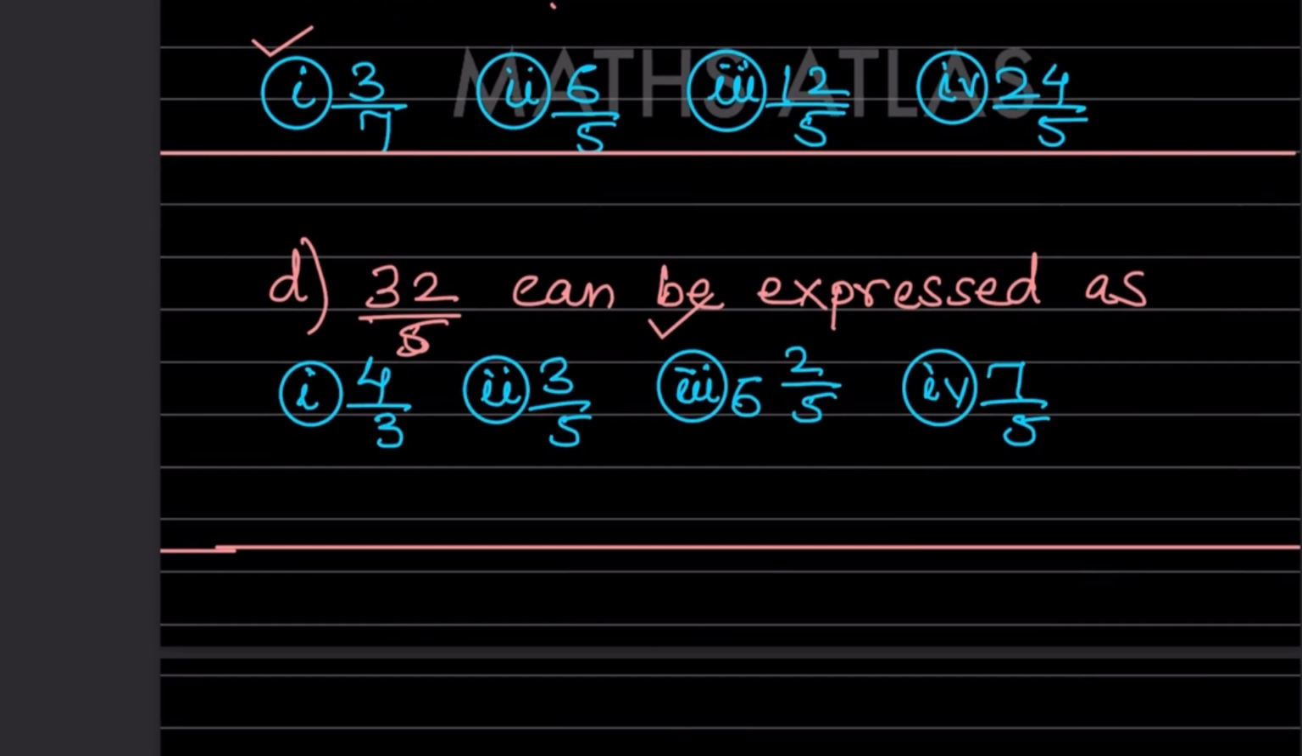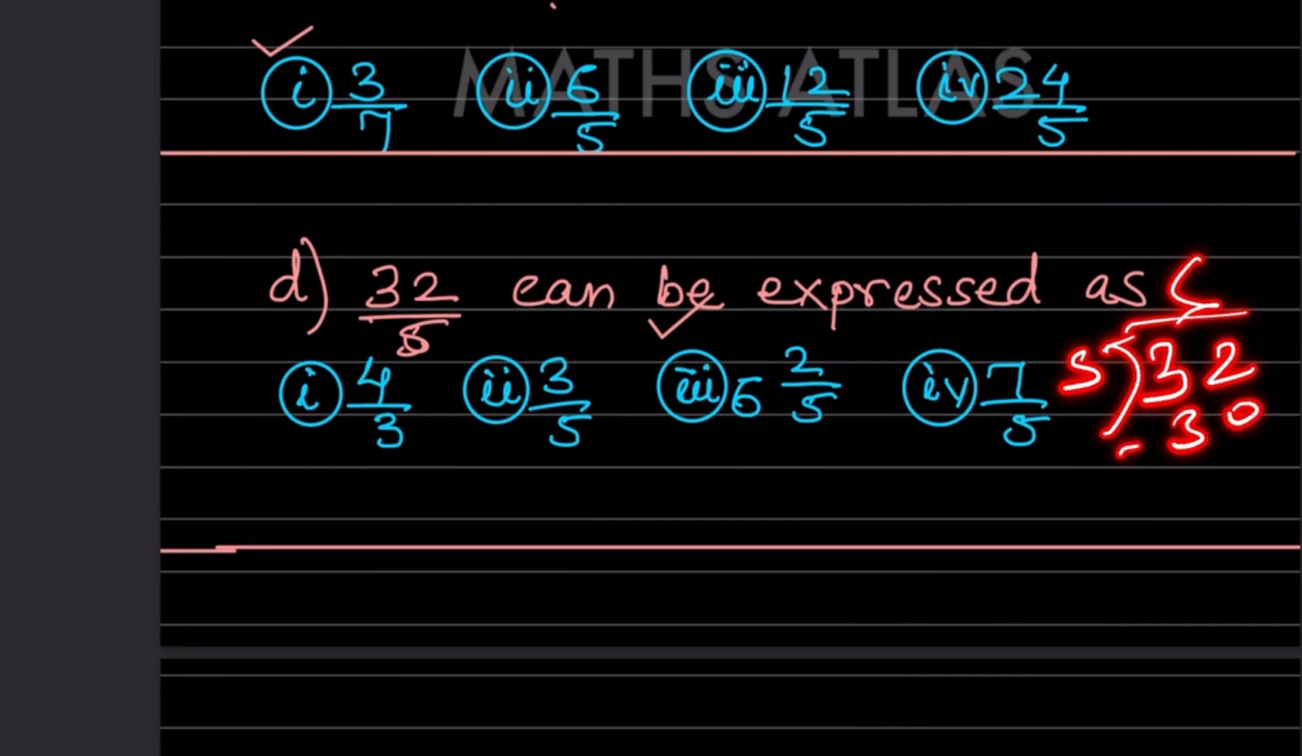32 by 5 can be expressed as. Now look here. As I told you, this is the numerator. Whenever the numerator is bigger, that means it is an improper fraction. Whenever you have an improper fraction, you have to change it to a mixed fraction. So can you see here? 6 integers 2 by 5. How did I get this one? Just divide and see. We have 5 6s are 30, and here remains 2. That is 6 integers 2 by 5. So this is the correct option.